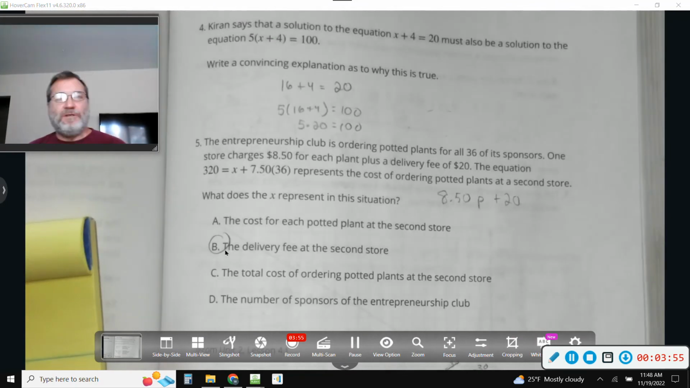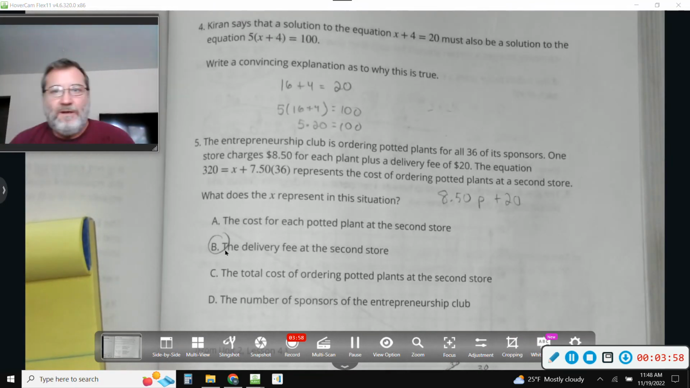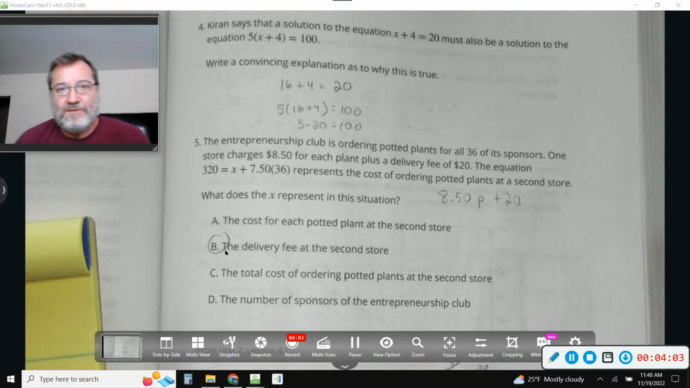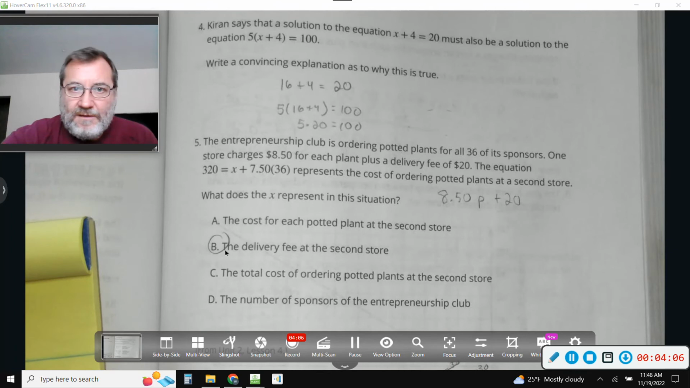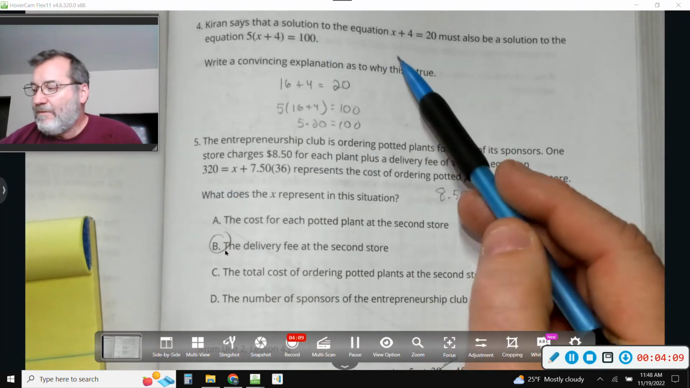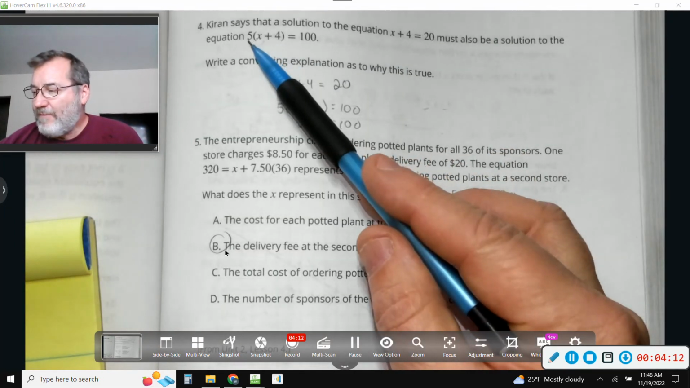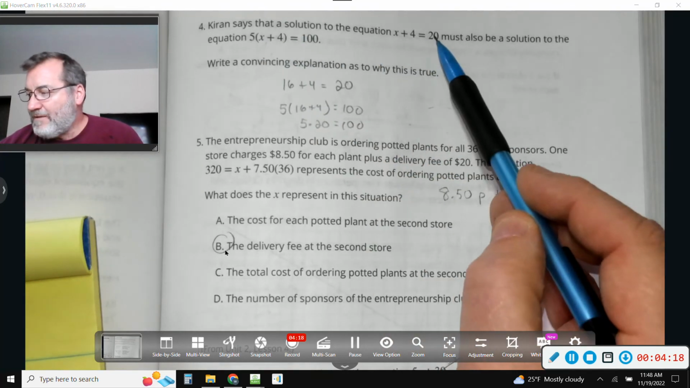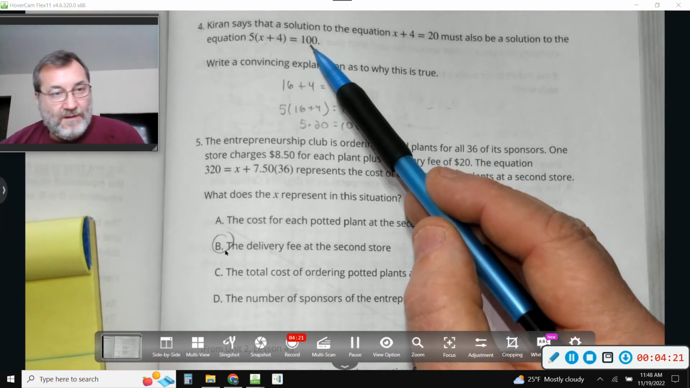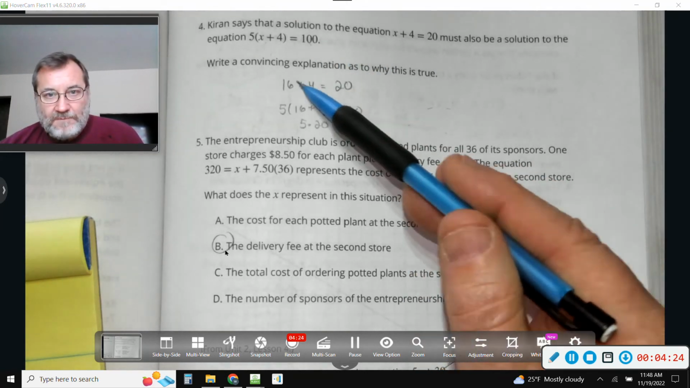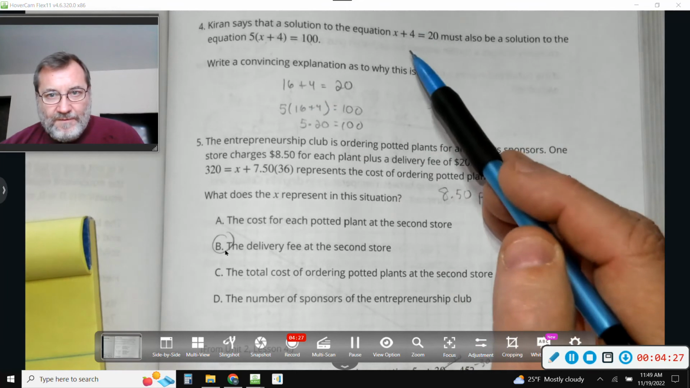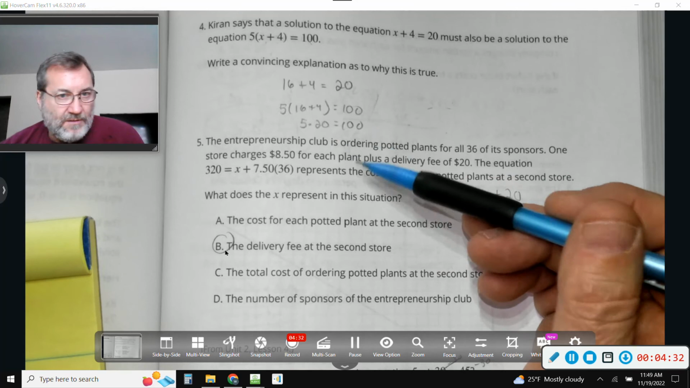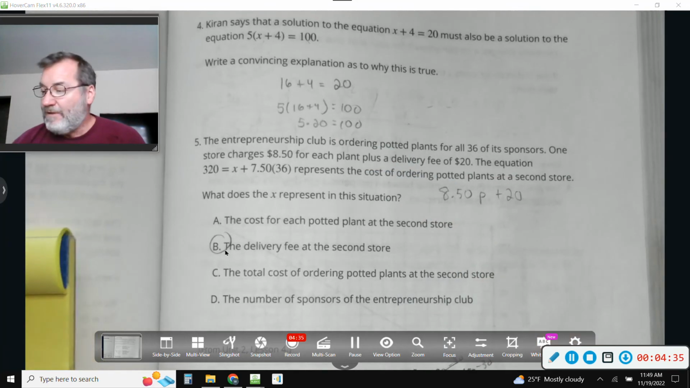Kieran says the solution to the equation x plus 4 equals 20 must also be a solution to the equation 5 times the quantity x plus 4 equals 100. Well, let's look at this. What's the big difference between these two? You have an x plus 4 in both of them, but I multiplied this one by 5. If I multiplied this side by 5, then I could multiply the other side by 5, and yes, you'll have the exact same solutions. If you go through this one, the solution was 16. And then if you go through this second one, you'll still get the correct solution. So it didn't change anything. That's the idea behind manipulations of this stuff.